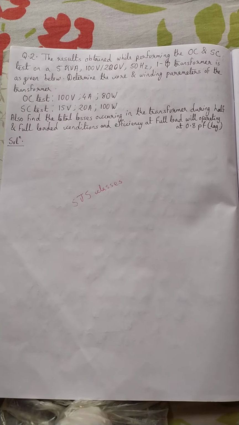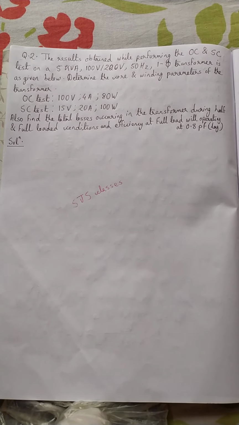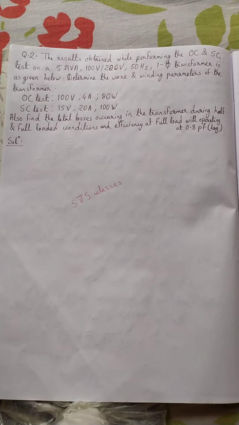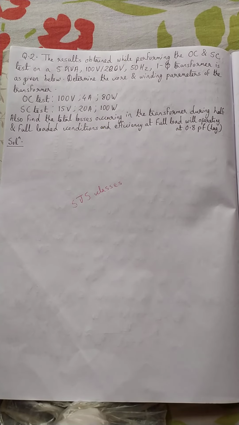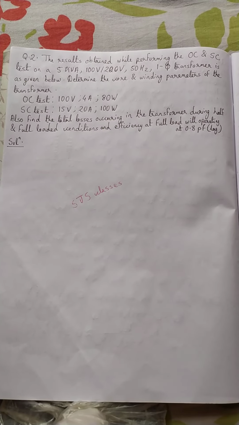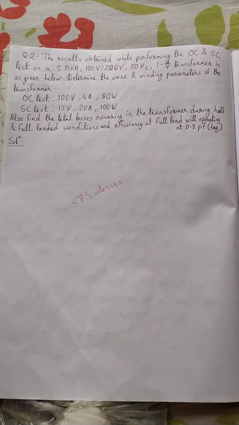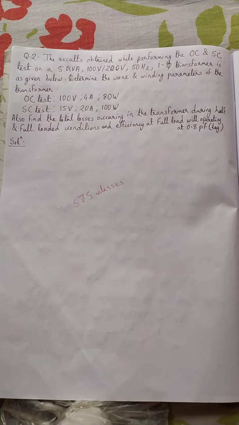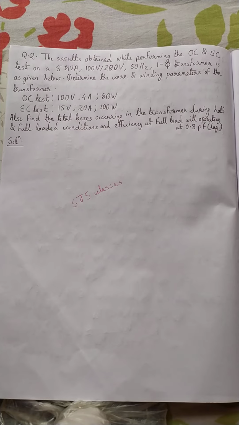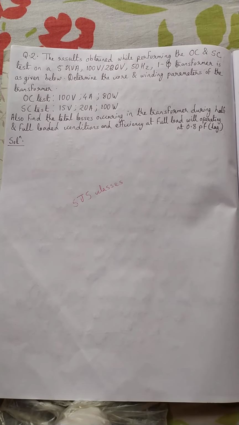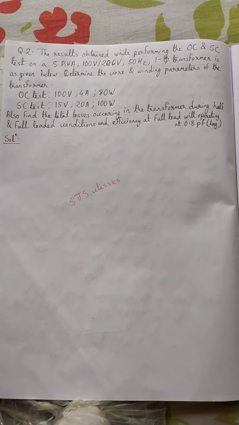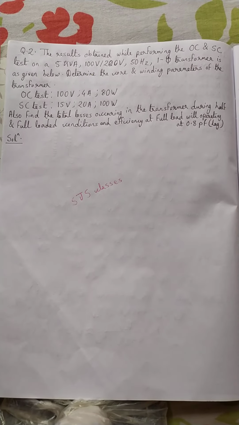Generally, we perform the short circuit test on the high voltage side. So the winding parameters we get are the resistance referred to the high voltage side, R_HV, and the reactance referred to the high voltage side.